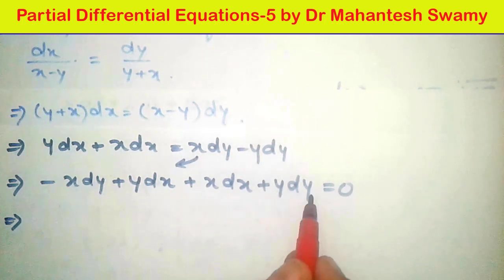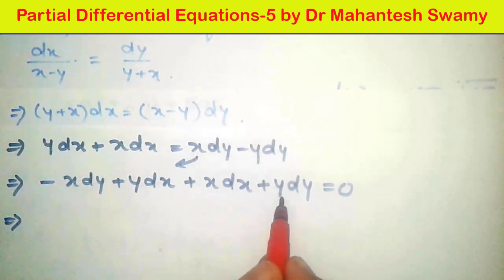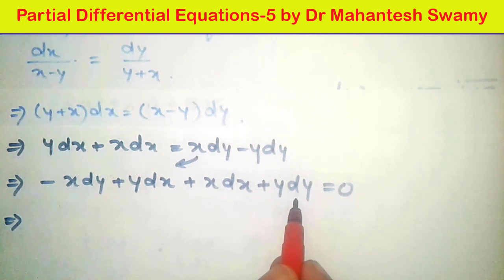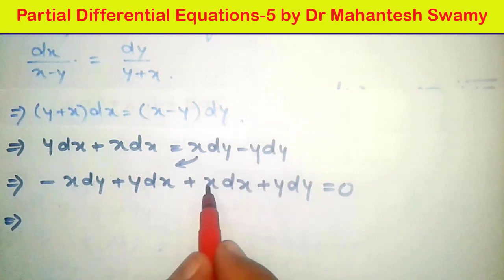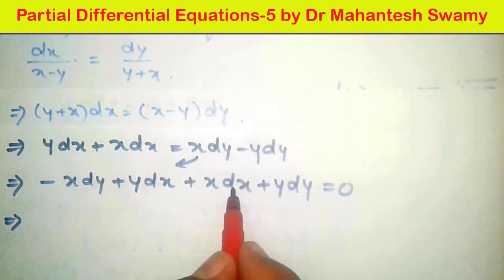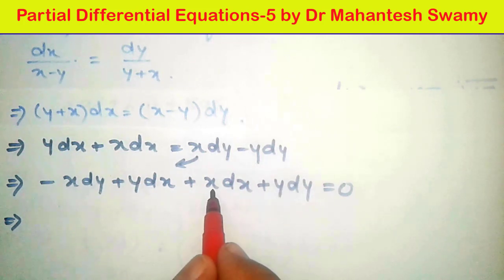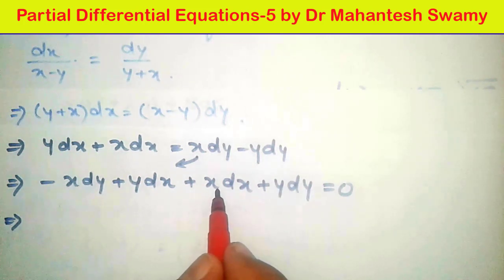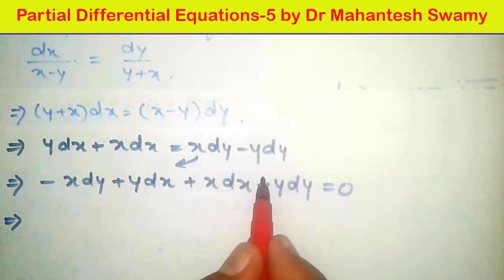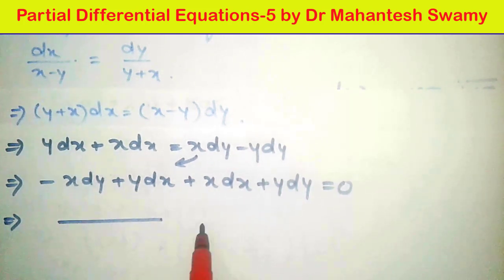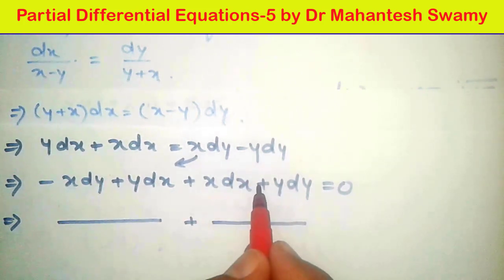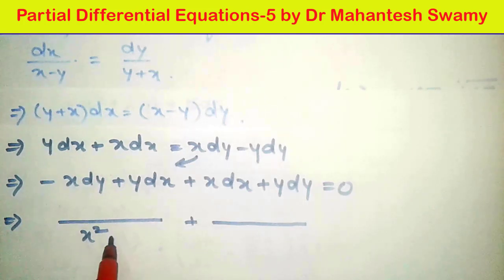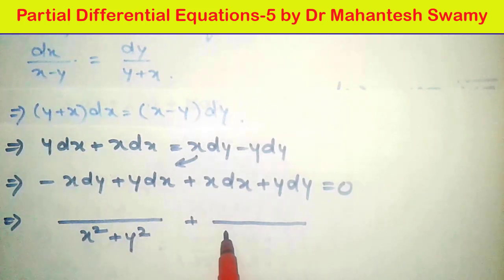Here x dx plus y dy is there. x dx plus y dy can be written as the differentiation of x square plus y square, because the differentiation of x square will be 2x dx plus 2y dy. Therefore the differentiation of x square plus y square will be looking like this. Therefore our objective here will be to divide these first two terms and the last two terms with the common denominator x square plus y square. So this is an important step.